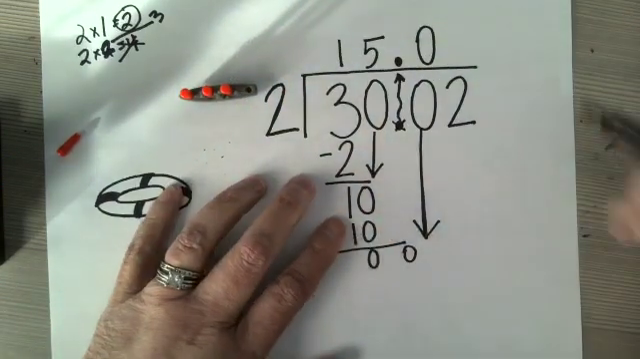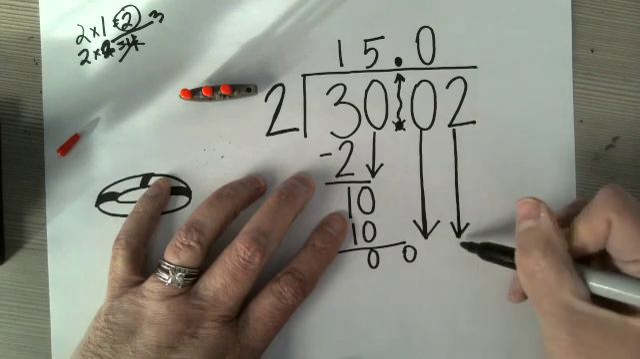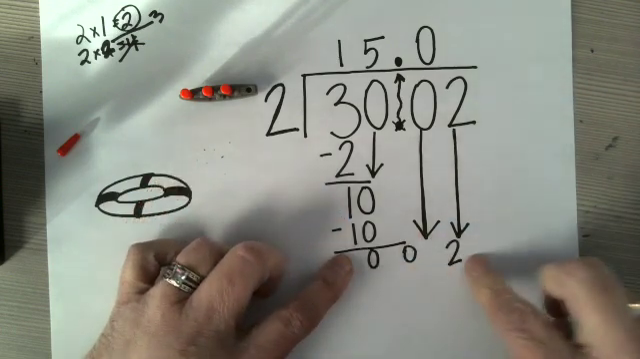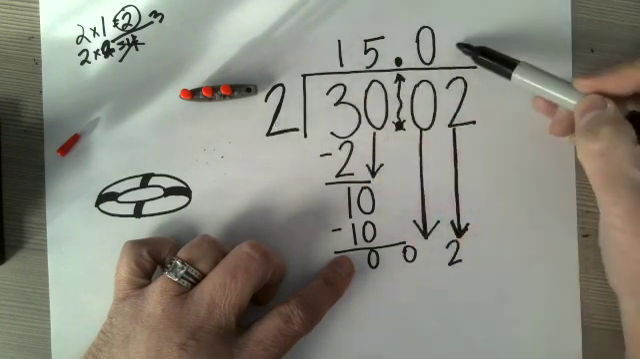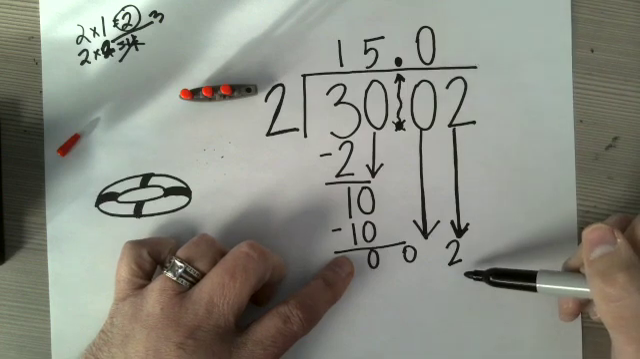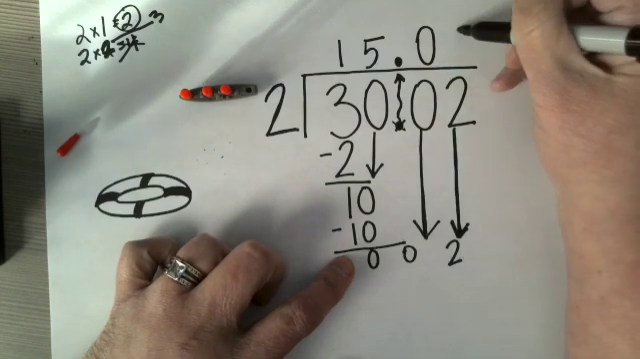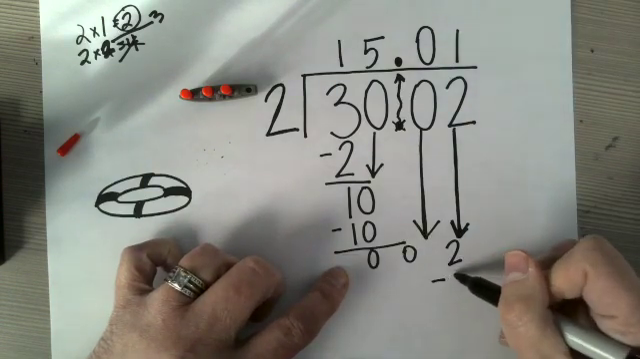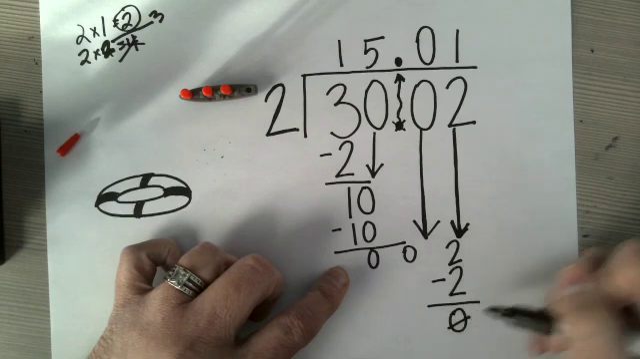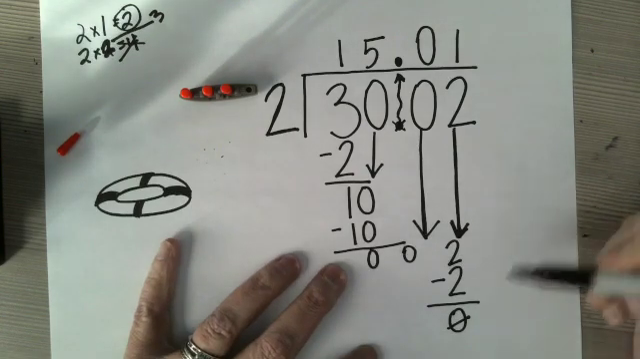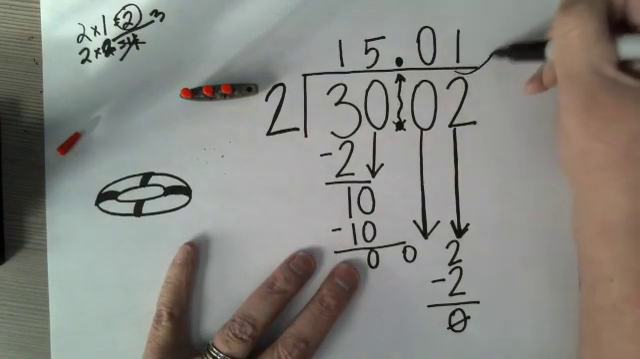And then we're going to bring down our 2 down to where we're doing our math. We're doing our math right here in this area, so we want to just bring it down. And now we ask ourselves, 2 times what gives us 2? And that would be a 1. We know that already. And we can subtract that. Okay? And we have no remaining survivors. So this problem is done.